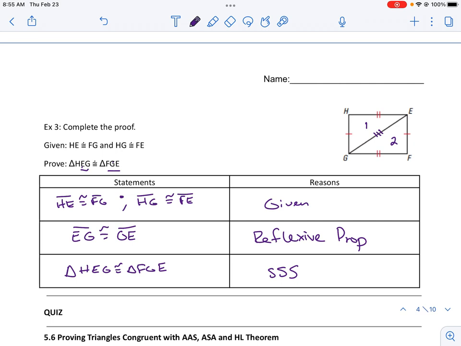So you will have a worksheet that will deal with these proofs, and it is just for you to get more practice with it. I know this is the first time that we're dealing with the triangle congruence proofs, so it can get a little tricky. But if you have questions, please ask me when we are in person.